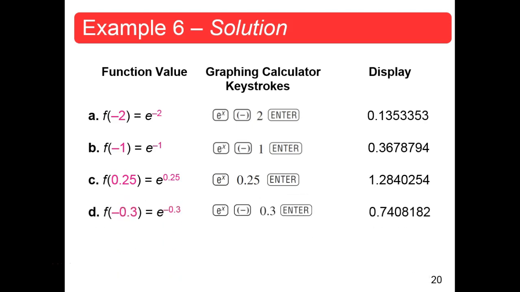And the last one is negative 0.3. On a scientific calculator you would enter 0.3, plus or minus, then e to the x. On others, it'd be e to the x, the negation key, 0.3, enter. Okay. Any questions on that?